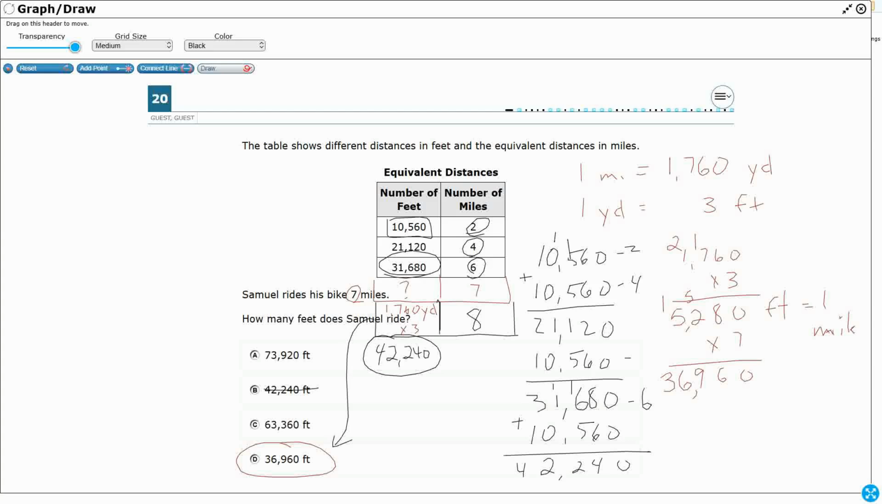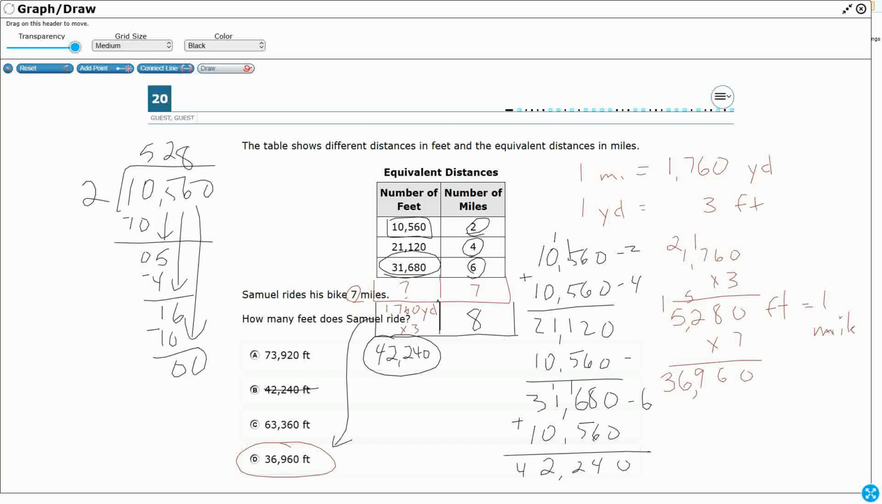We also could have divided 10,560 by 2 to get that unit rate, right? And that would have been pretty large, long division. But if we did that, we could have gotten 5,280, and that would have got us our unit rate of 1 mile equals 5,280 feet. We'd still have to multiply that by 7. Either way, our answer here is D.